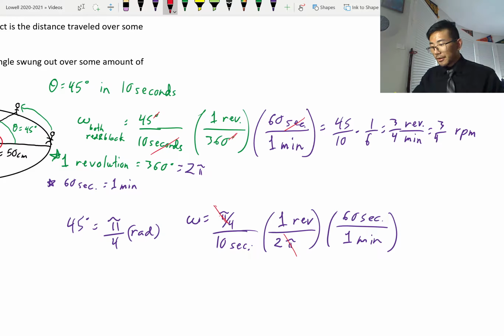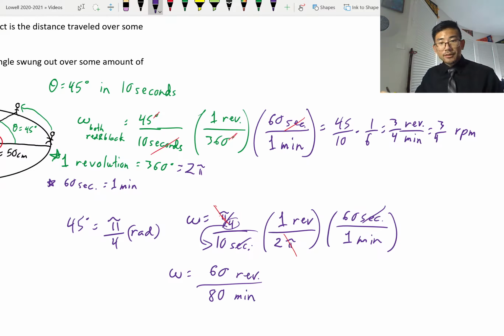And on the bottom here, well, let's clean this up. So I could bring this 4 down to the bottom there. So I'll end up with 60 seconds. Oh, sorry, seconds will cancel. So that's 60 revolutions per, that would be 4 times 10 times 2 over 80 minutes, but if I simplify this, that'll end up being 3/4 RPM as well. So it actually doesn't matter if it's radians or degrees for angular speed.